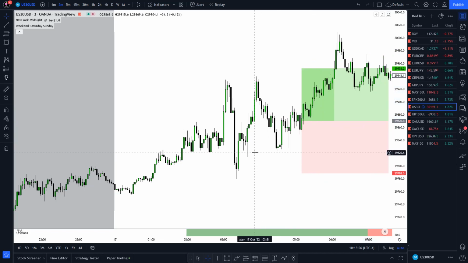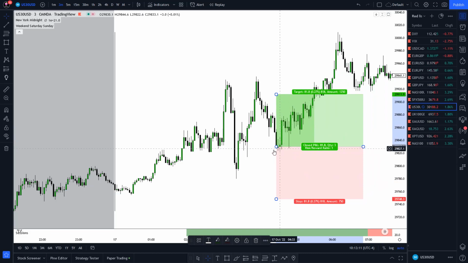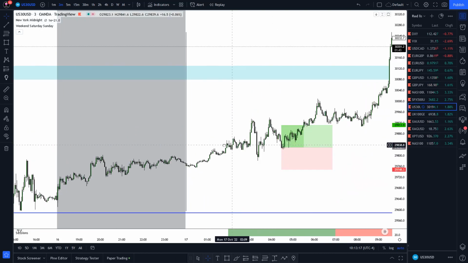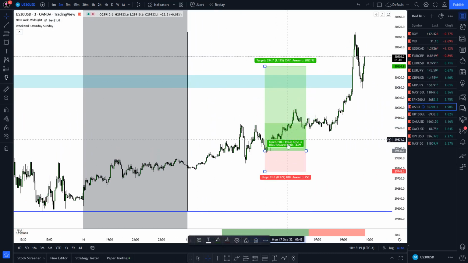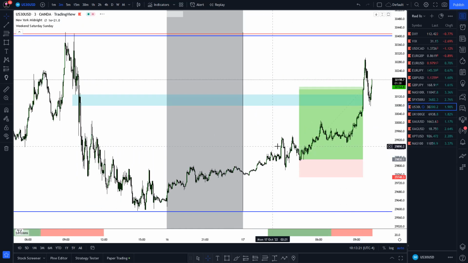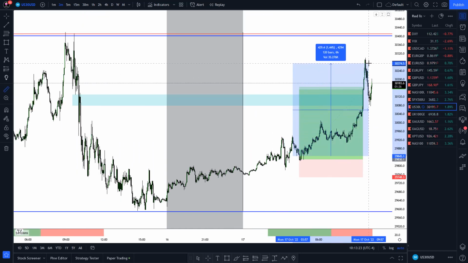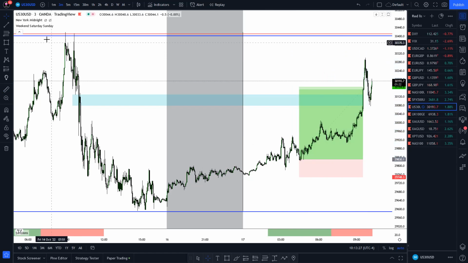It's a brand new week, and on the first London session of the week, we've managed to capture a really nice long entry right over here. And not only that, we've been holding our long entry and taking partials along the way, and we've captured almost 420 points so far on the Dow Jones, which is the US 30.